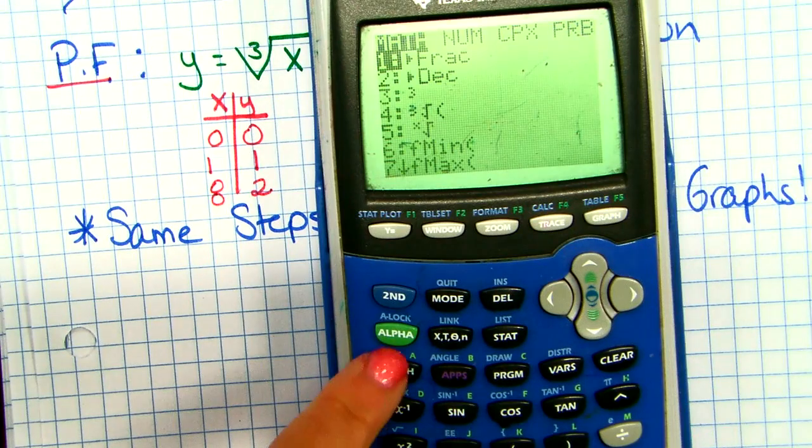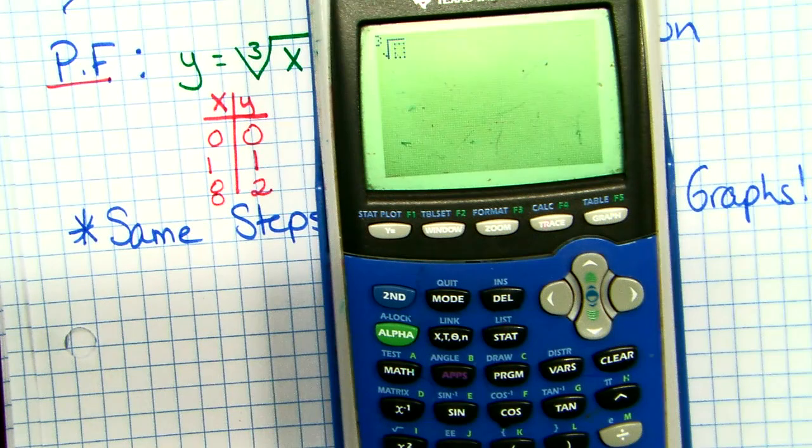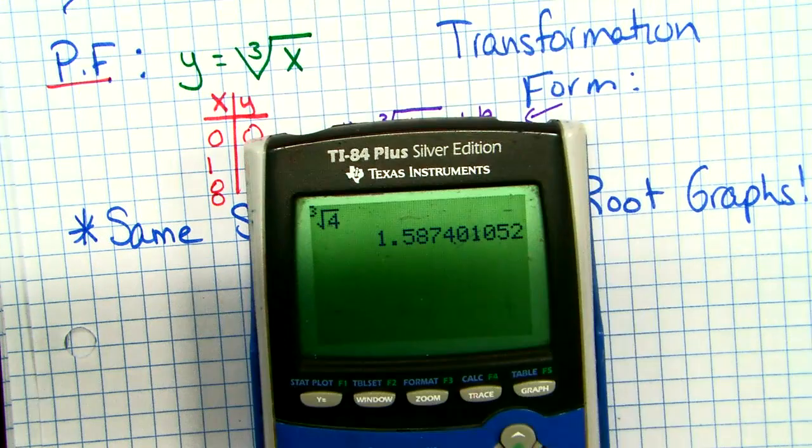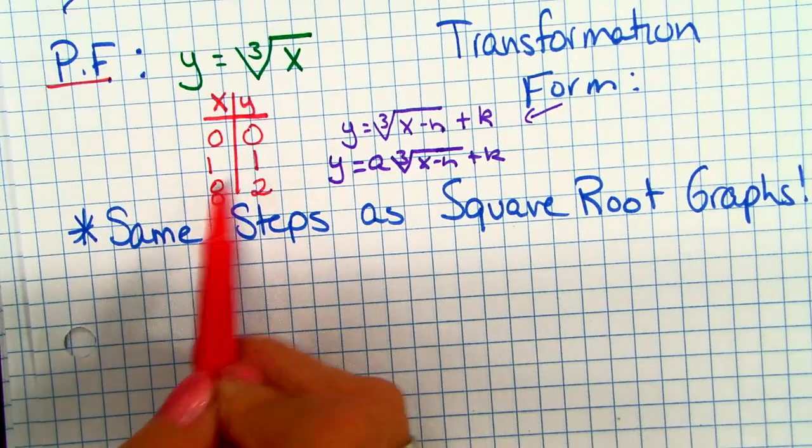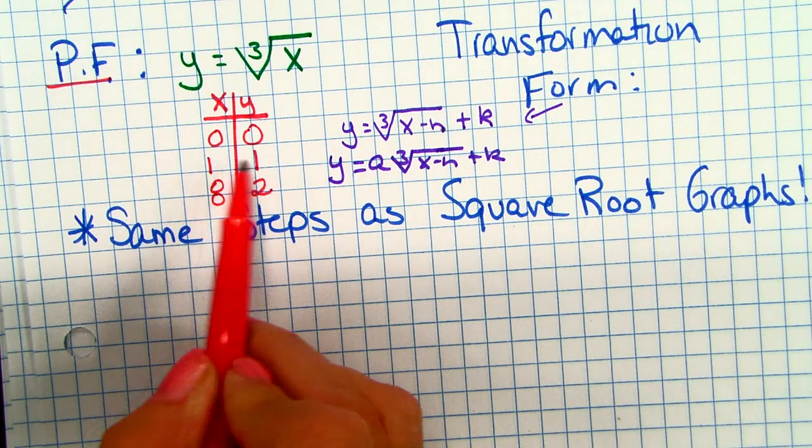If you go to math 4, that's your cube root. So if I do put a 4 under there, it's not wrong. Okay, that's not a wrong number to use, but I don't want to graph that. What I'd rather graph is something easier to graph. So with the square root, we use 0, 0, 1, 1, 4, 2. Now we use 0, 0, 1, 1, 8, 2.